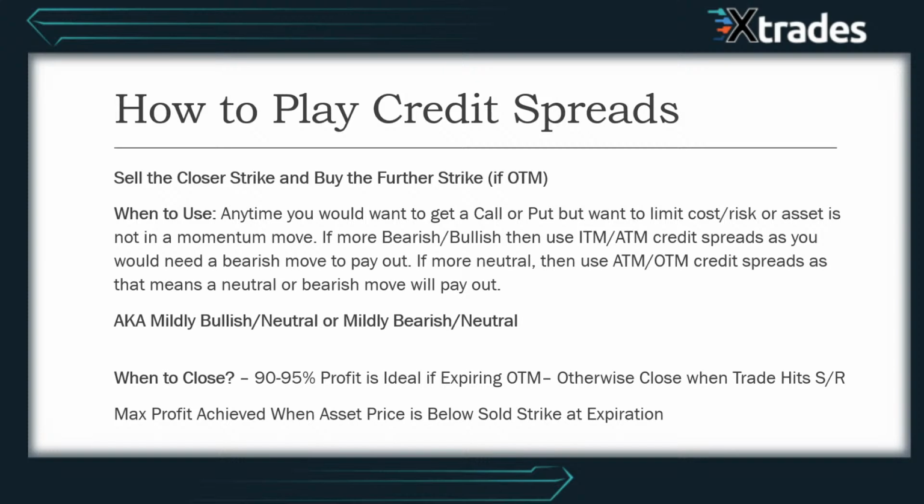The other situation is, if the trade hits a certain support or resistance area and it looks like it's going to change directions, then sometimes I may also consider closing out at that point, just like I would with any other trade. And max profit is going to be achieved whenever the asset price is below the sold strike at expiration.